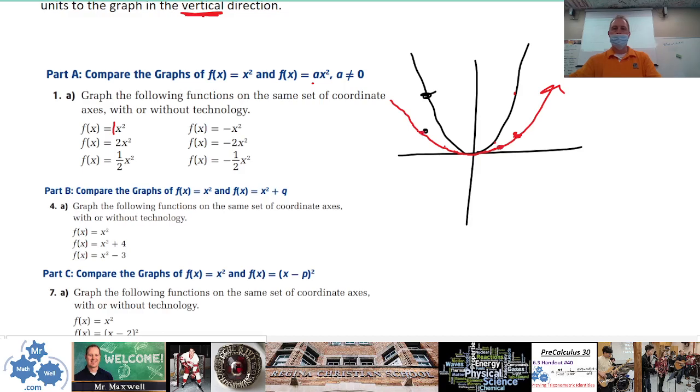Okay? So a affects the vertical stretch. Larger than 1, stretched up, narrower. It doesn't move up, but it just goes narrower. And then if it's between 0 and 1, it gets flattened. Negative flips.